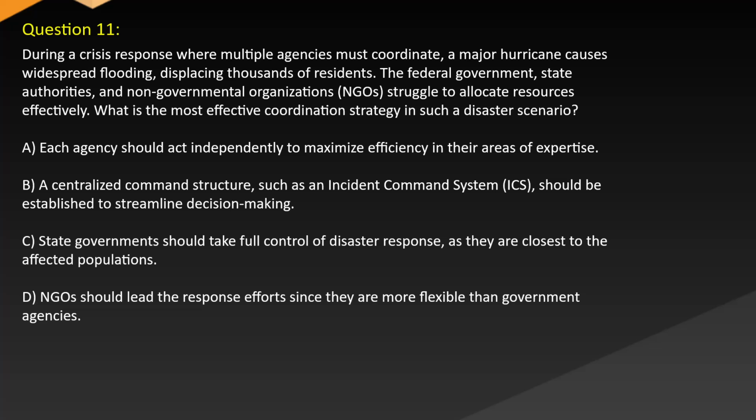A. Each agency should act independently to maximize efficiency in their areas of expertise. B. A centralized command structure, such as an incident command system, should be established to streamline decision-making. C. State governments should take full control of disaster response as they are closest to the affected populations. D. NGOs should lead the response efforts since they are more flexible than government agencies.